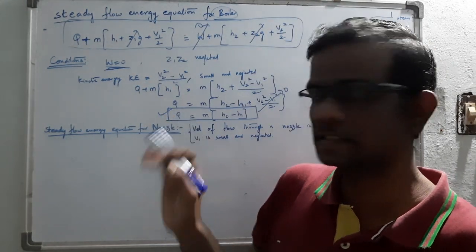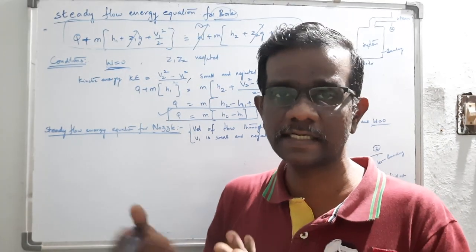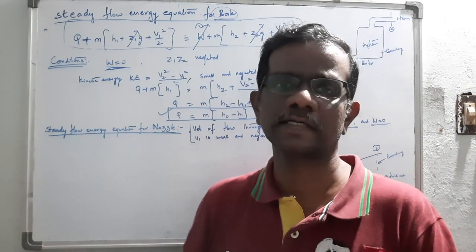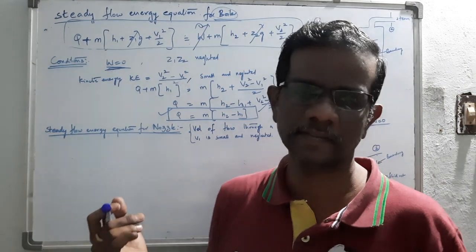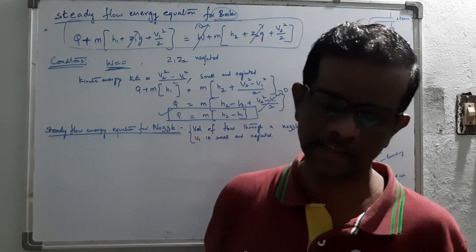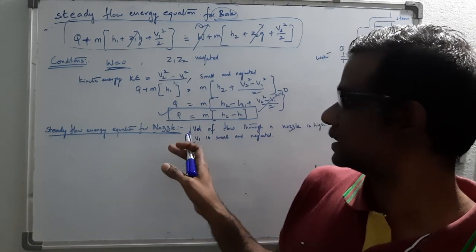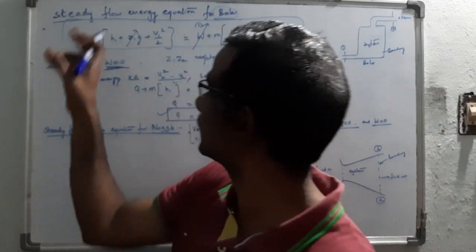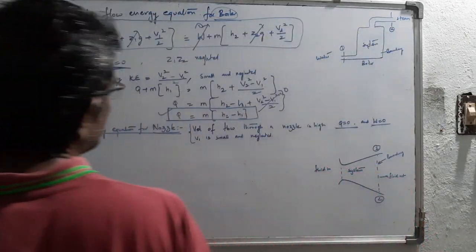Again, nozzles. In third year or next semester you are going to study in detail what a nozzle is, what the purpose of a nozzle is, and what happens inside the nozzle. So don't confuse. Especially in this class we are applying the general equation for boiler and the general equation for nozzle. Here again apply this one.